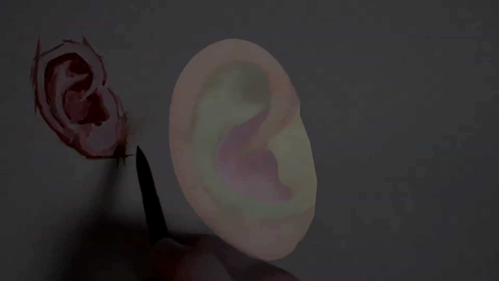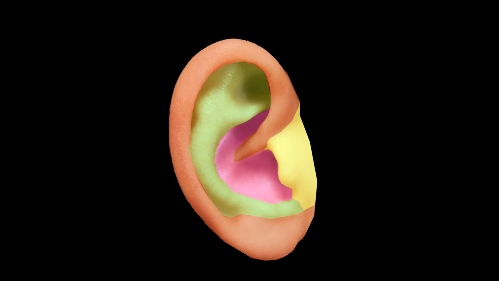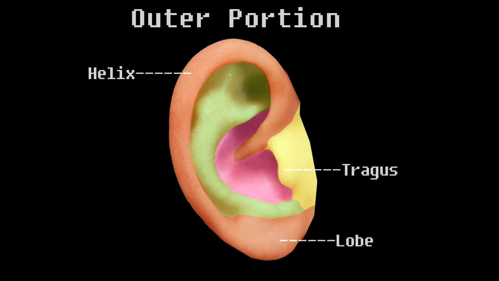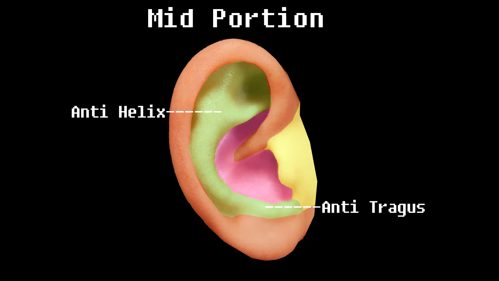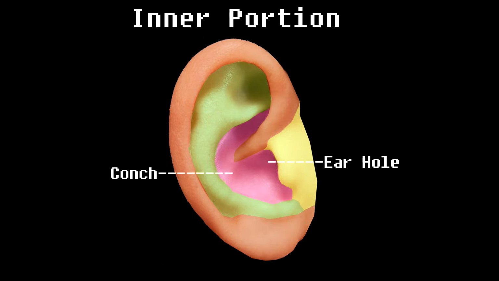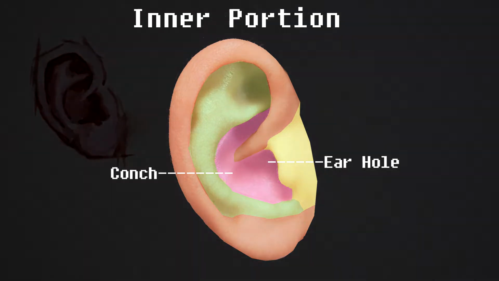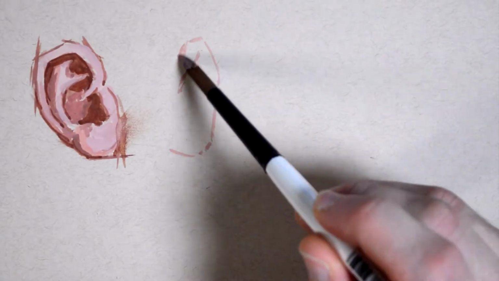Now that I'm done with this ear, let's take a break and briefly talk about a few simple terms. The ears are made up of three main portions, the outer, mid, and inner portion. The outer portion consists of the helix, lobe, and tragus. The mid portion consists of the antihelix and the antitragus. And the inner portion consists of the conch and the hole of the ear. In general, if I just keep in mind that there are three different portions of the ear, then that'll be enough information to keep in mind while I paint.